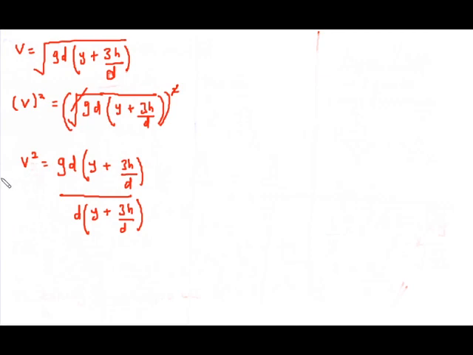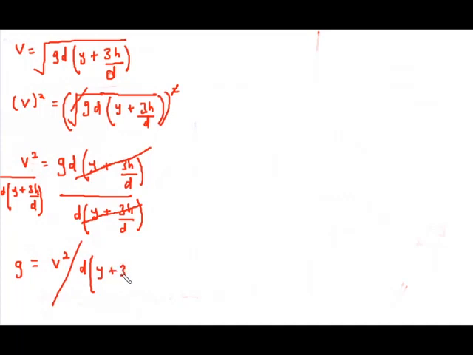So you have divided by d, open bracket, y plus 3h over d. So we have this part cancelling out this part. So ultimately the answer is g equals v squared divided by d, open bracket, y plus 3h over d. So that's the answer.